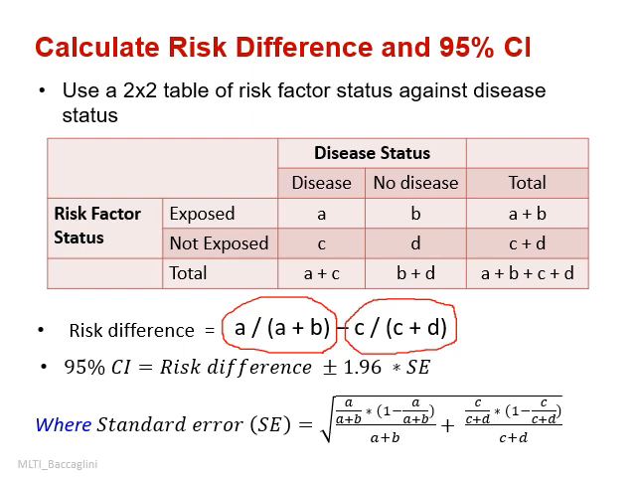The 95% confidence interval can be calculated as the value of risk difference plus minus 1.96, that is the Z value, multiplied by the standard error. And the standard error can be calculated using this formula. You can substitute the values into this formula from the 2x2 table above.